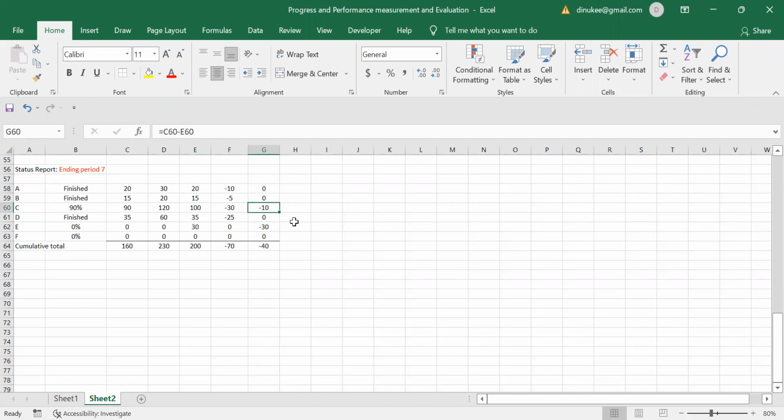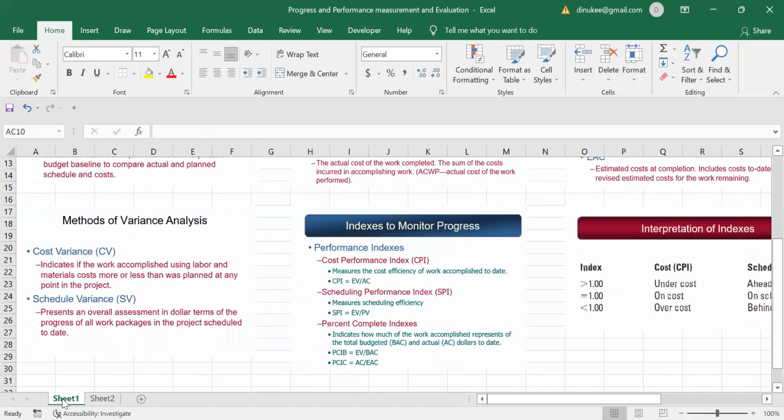Right. So I am not going to do it for ending period 8, 9; likewise, I will stop at this point, right? The next thing is I'm going to calculate some indexes. The first index that I want to calculate is the cost performance index, CPI.